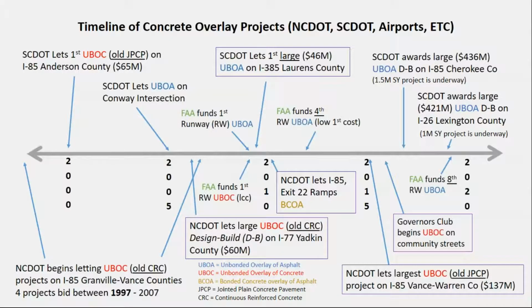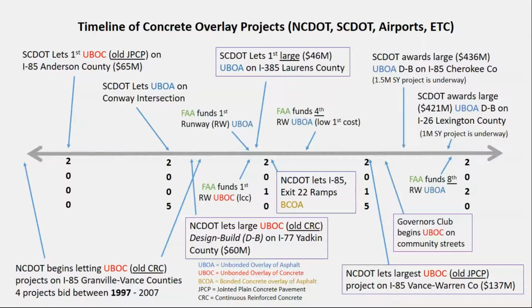As you can see here on the bottom left, and again, my arrow's a little sticky, so I'm not going to try to use that. It kind of clogs me up. But there on the bottom left, you can see that NCDOT let their first unbonded overlay of concrete, putting concrete with a separation layer over top of old concrete, in this case, old continuous reinforced concrete pavement, on projects in Granville and Vance counties, I-85. They actually bid 4 projects starting in 1997 all the way to 2007.